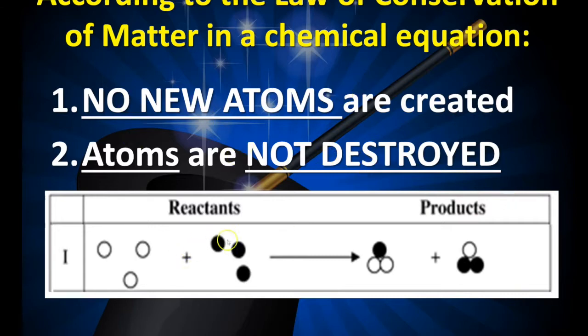atoms are created and no new atoms are destroyed. So again, if you start off with 3 black circles and 3 white circles, which represent atoms of course, you're going to end up with the same number. We don't have any new black circles appearing. We don't have any black circles disappearing. What you start with is what you end with. Think of it like making a cake, right? If you started off with 2 eggs, you don't end up with 3 eggs in your cake, or 1 egg. You start off with 2, so your end product will have 2 as well.